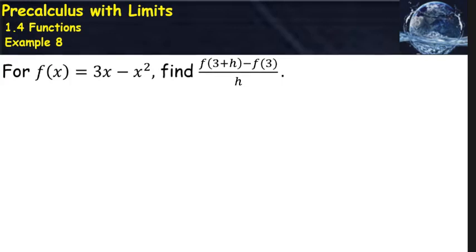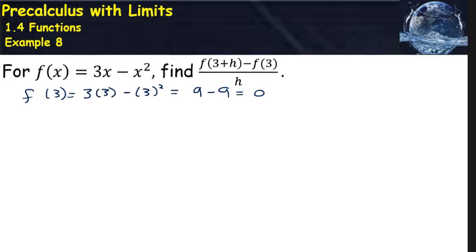This time we need f of 3 plus h minus f of 3. So I need f of 3. So f of 3 is 3, and I'm going to replace the x with 3, minus x, which is 3 again, squared. So this looks like 3 times 3, which is 9, minus 3 squared, which is also 9, which is 0. So it looks like f of 3 is just 0.